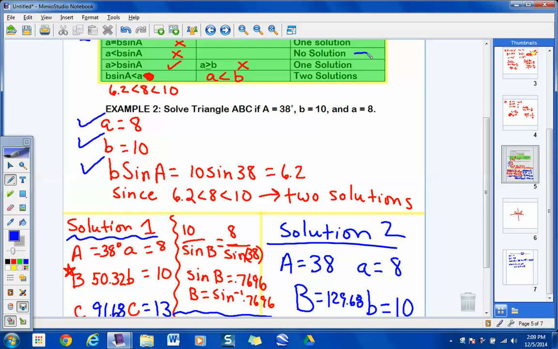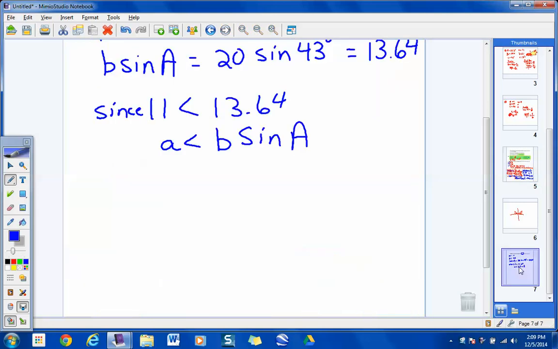Nothing. Okay, so we're done. We'll just write in this one right here. No solution. No solution. Okay. So what do you guys think? You okay with that?